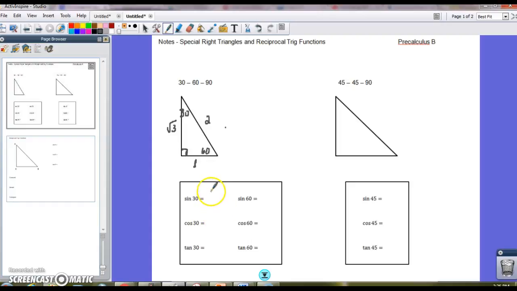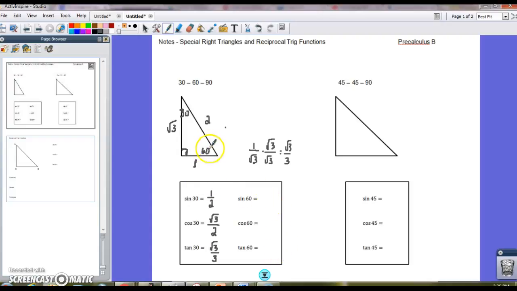So sine of 30 is 1/2. The cosine of 30 is radical 3 over 2. The tangent of 30 is 1 over radical 3. I'll write that over here. 1 over radical 3, but remember you can't have a radical in the denominator, so when you rationalize it, you end up with radical 3 over 3. Okay, so radical 3 over 3.